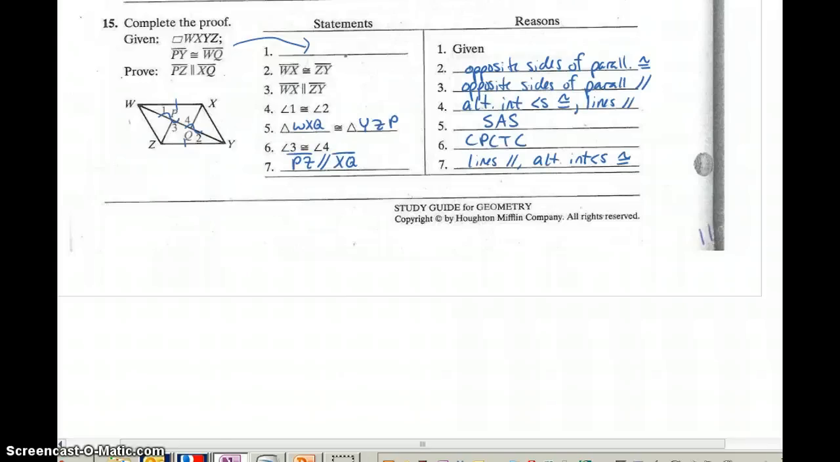We will be talking about this proof tomorrow in class, but look at 4 and 7. These are old reasons that we used in justifying statements for parallel lines crossing with a transversal. Isn't it nice that we can still use them now that we're talking about parallelograms?